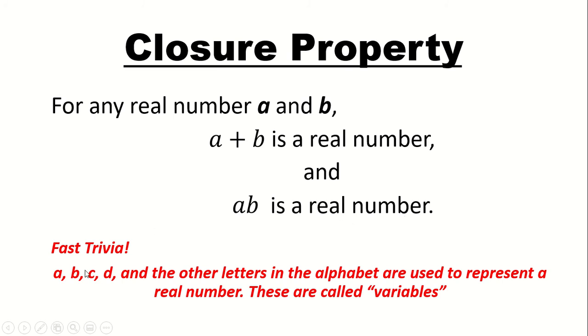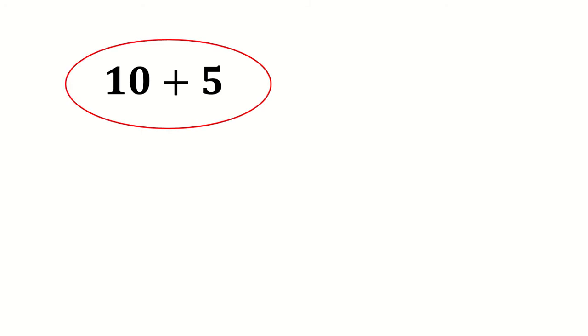As I was saying, this would be an advanced lesson. A, B, C, D, and the other letters in the alphabet are used to represent real numbers. These are called variables. Meaning A can be any number that you can think of, B as well, C and D. Okay, let's proceed to our second property.